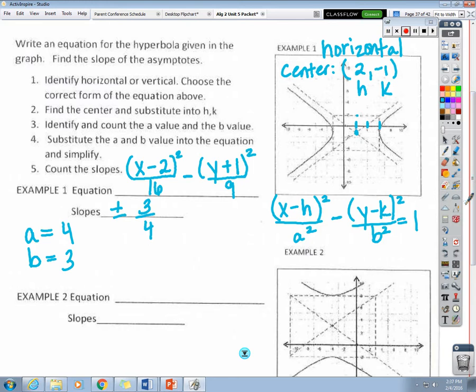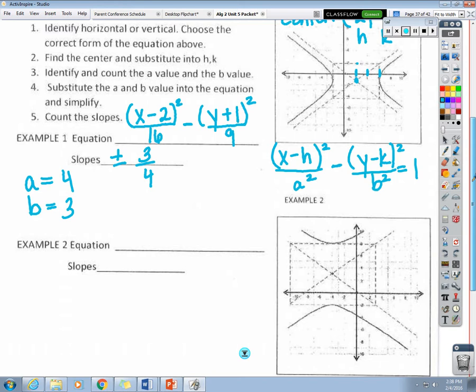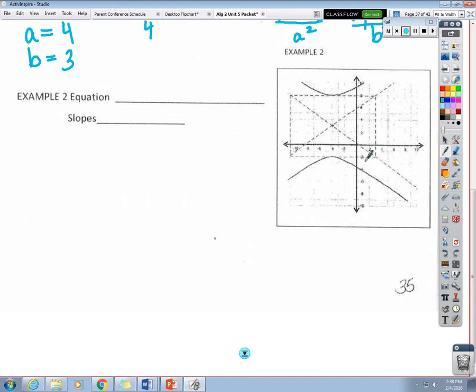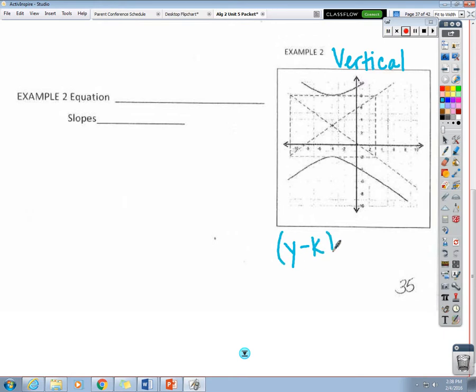Okay, once you've copied that, let's try the second example. Okay. Is this a horizontal or vertical hyperbola? Vertical. It's opening up and down. And when you hear the word vertical, you think of which axis first? The y. So we're going to be using the equation where the y comes first. y minus k squared over a squared minus x minus h squared over b squared equals 1.